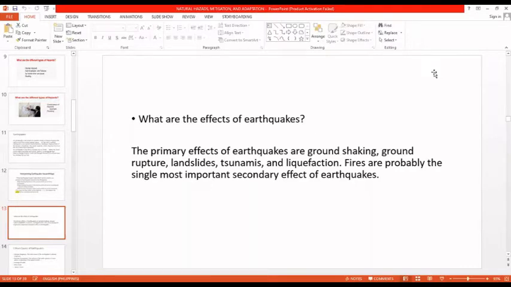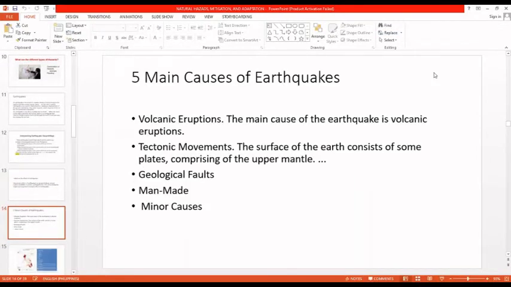Possible halimbawa kapag may malakas na lindol na nangyari, di ba, possible na pwede bumuho ang isang building. Then, eventually, yung building kapag gumuho or may mga wirings na meron dyan, yung linya ng kuryente is possible na magkakaroon ng sunog. So next we have the 5 main causes of earthquakes.